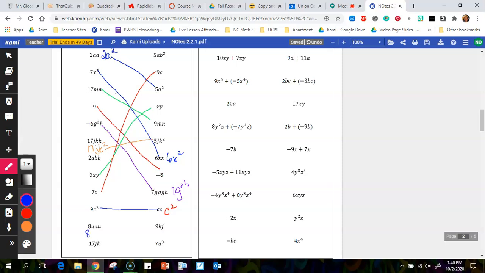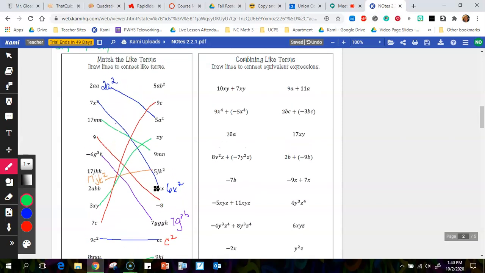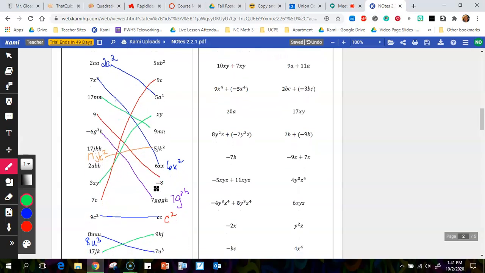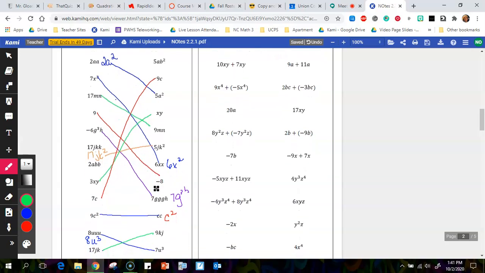This is 8u cubed. Where's my u cubed? There it is. And then this jk, this is one of the examples that I was telling you about just a second ago. This is jk and this is kj, but they still match. It doesn't matter what order the variables are in. Okay, combining like terms, draw lines to connect equivalent expressions. So we're going to add together what we have, and then we're going to match up the equivalent expressions.